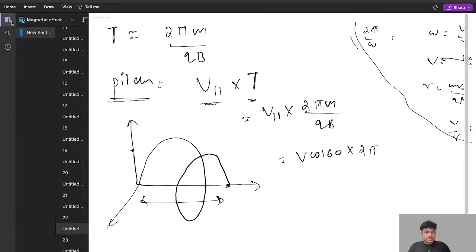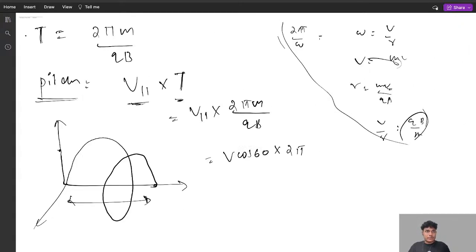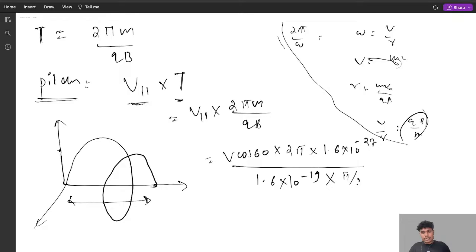And what is mass? What is proton? Okay, it is proton. And what is the mass? It is 1.6 into 10 raised to power minus 27. q is this, 1.6 into 10 raised to power minus 19, and what is our B? That is pi by 2 times 10 raised to power minus 3 Tesla. So T is 2 pi m upon qB.